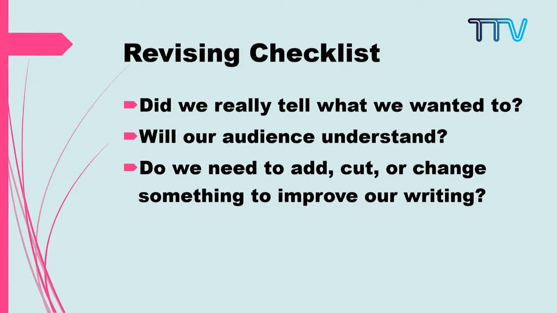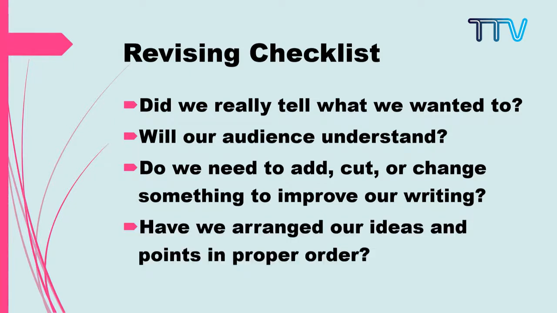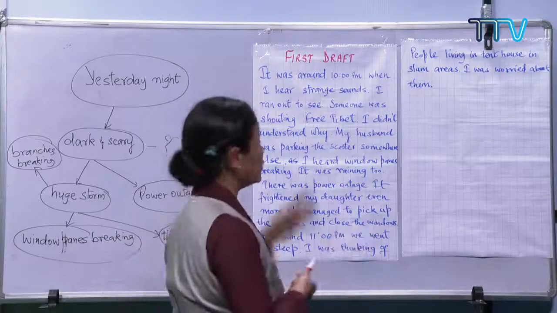So when you read the draft, you might notice that something needs to be added somewhere, or where something is written which is actually not required, you need to cut it down, or you want to change something, right? And next is, have we arranged our ideas and points in proper order? So have we arranged all the ideas and points in proper order? Now that we have the revising checklist and the revising ideas, let's do the revising part.